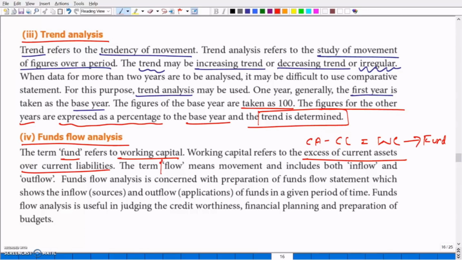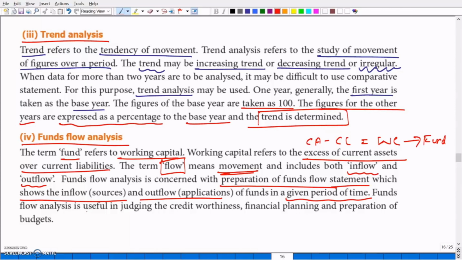And what do we mean by flow? Flow means movement. And this movement includes both inflow and outflow. Let me repeat. Fund flow analysis basically measures or studies the movement of the working capital funds. And when we say fund flow analysis, we are basically concerned with preparing the fund flow statement. And this statement will show the inflows and outflows of funds in a given period of time.